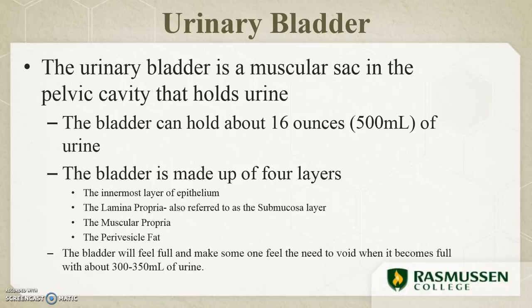On average, the adult human should be voiding about 1,000 to 1,500 milliliters of urine a day. If they're not doing this, that means there's probably something wrong with their kidneys, and we'll have to do some testing on that. Normal urine should be clear and have a straw-like color to it.